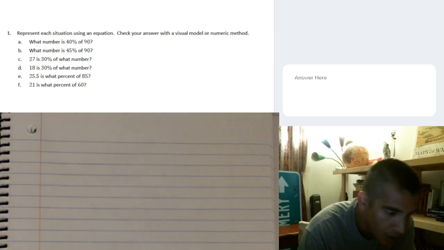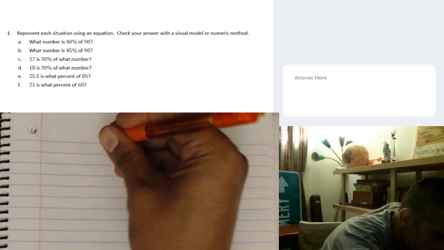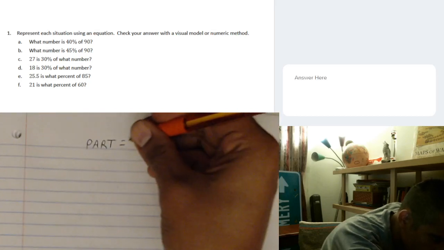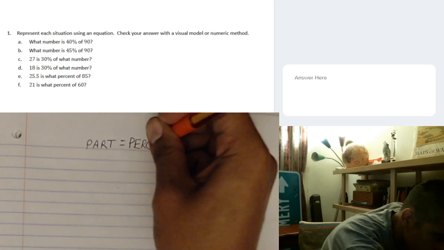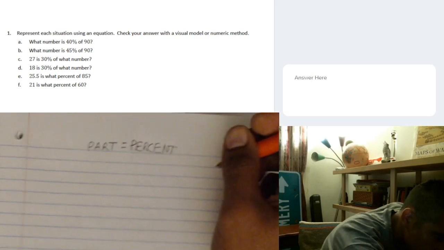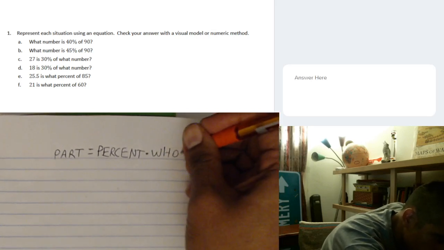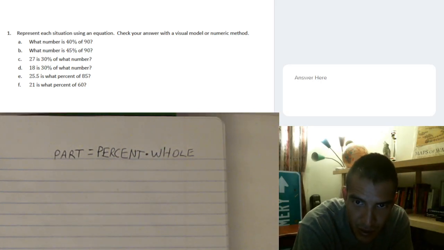Okay, for these problems, we're going to use the equation to help us, which goes: the part equals the percent times the whole. So let's see what they mean by that. This is the equation that they told us at the beginning. Part equals percent times whole.